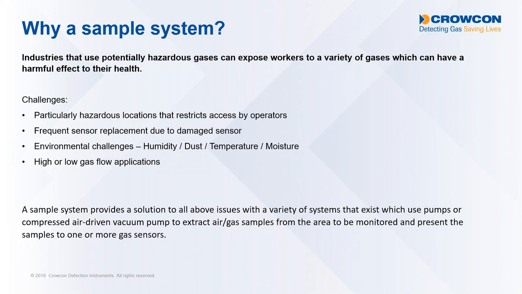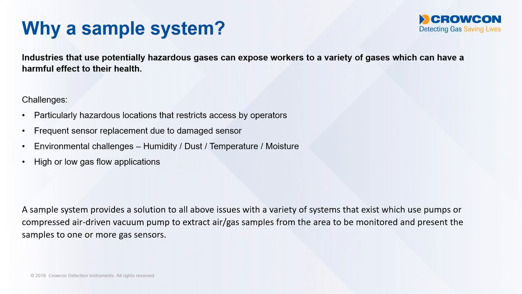Quite often we're seeing that there can be a very high or a very low gas flow as well. So in order to make sure that the gas is getting to the sensor at the right flow, with a sample system we're able to monitor that and increase or decrease that flow depending on what the requirements are. And with regard to the environmental challenges, we are able to condition or filter out any of the contaminants that have been drawn into the sample via the sample system before it reaches the detector and the sensor. So there's a reduction in needing to replace the sensors due to damage because of any environmental challenges that you may face.